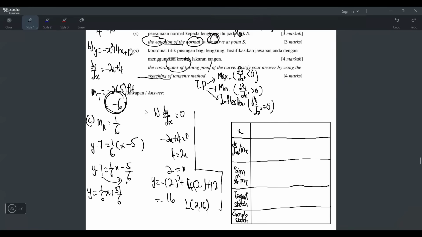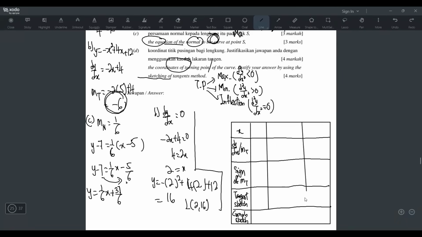Now we will start to draw a line here. Okay, but I will only draw until here, and then this one also draw until here. Okay, now it's time to do the graph sketching method. So the method looks like this.